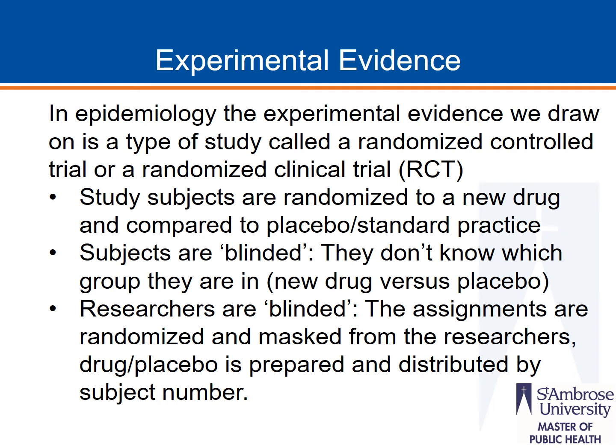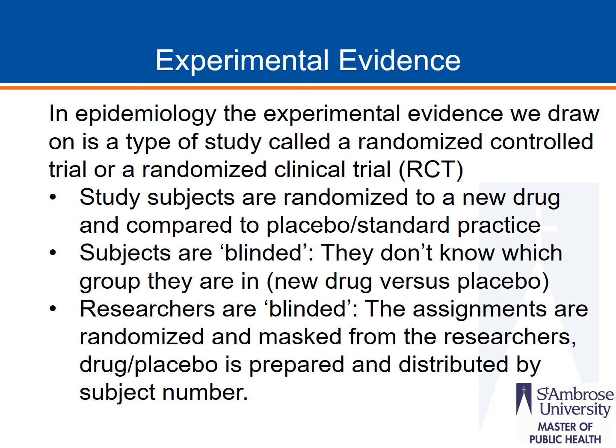We call that a double-blinded study. And that means they're giving the drug over to the study subjects and they don't know whether it is the new drug or the standard drug. The drugs are prepared and distributed by subject matter. So the researcher that's interacting with the study subject doesn't know who is getting which, so they can't inadvertently influence the results. So this is ideal because it removes some aspects of subjectivity.